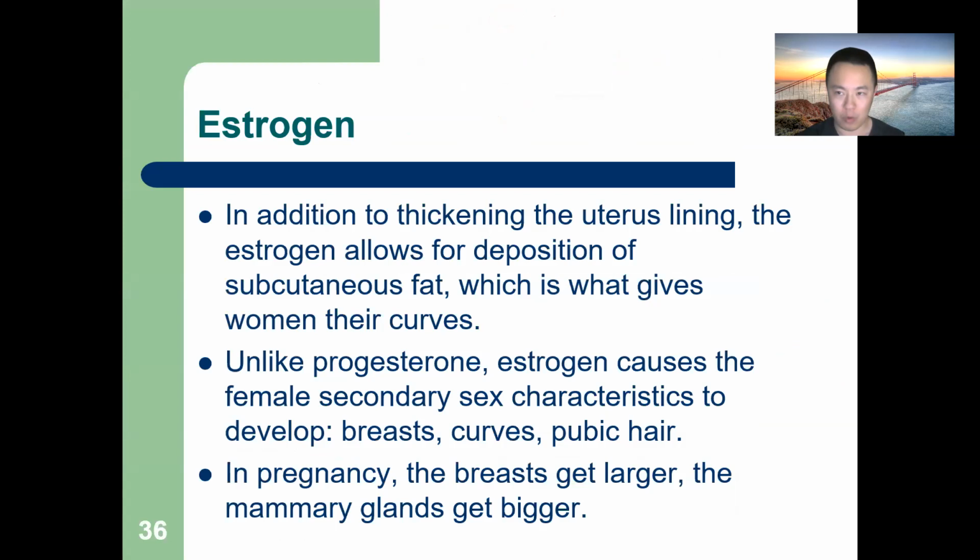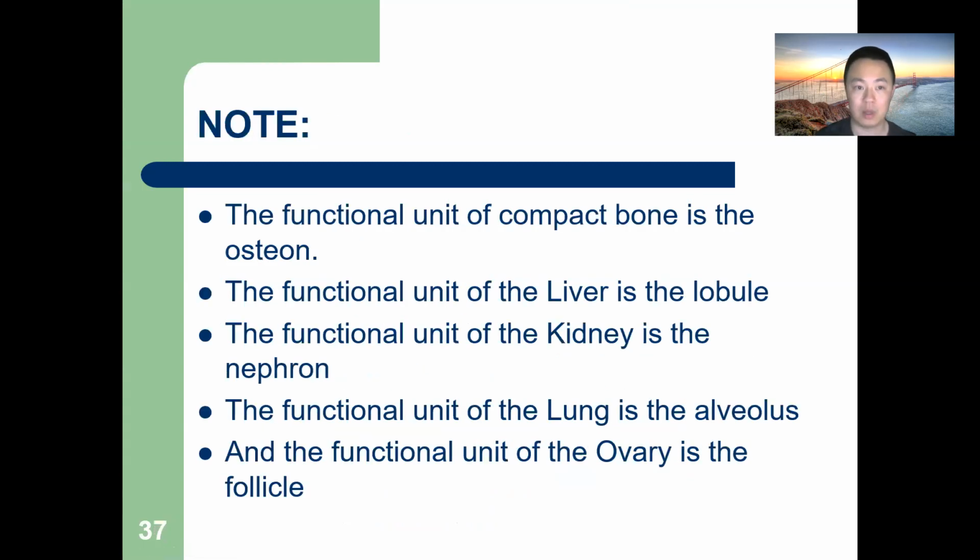All right, let's talk about the hormone estrogen. In addition to the thickening of the uterine lining, the estrogen allows for the deposition of subcutaneous fat, which is what gives women their curves. Unlike progesterone, estrogen causes the female's secondary sexual characteristics to develop, for example, breast tissue, the curves, and pubic hair. In pregnancy, the breasts get larger, the mammary glands also get bigger because the breast tissue has to develop the milk in order to feed the eventual offspring, baby.